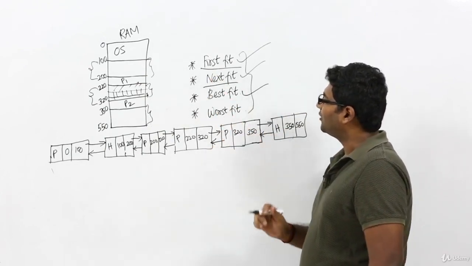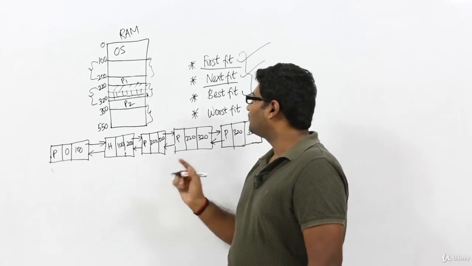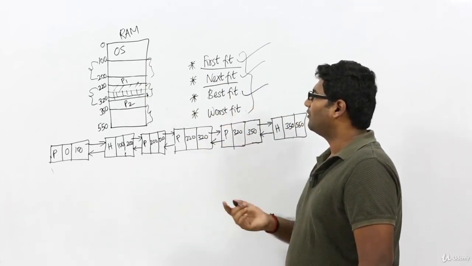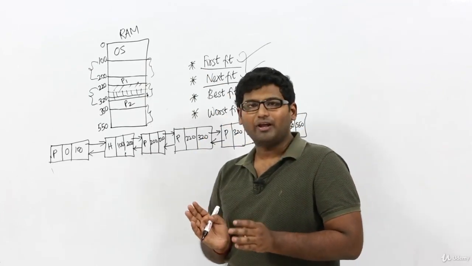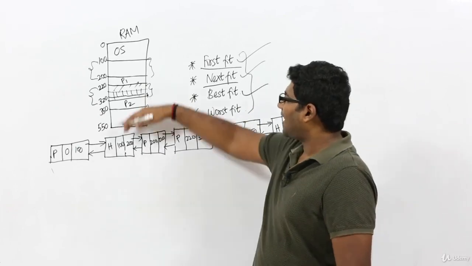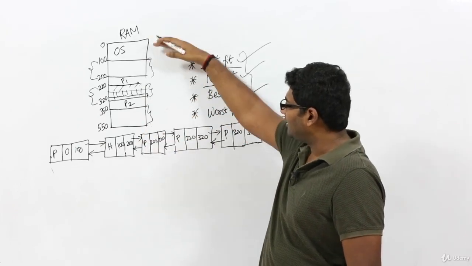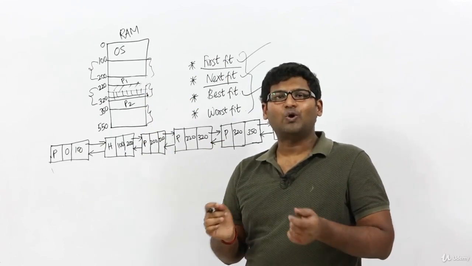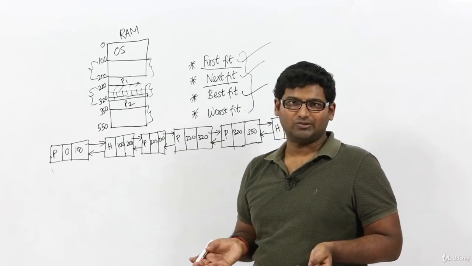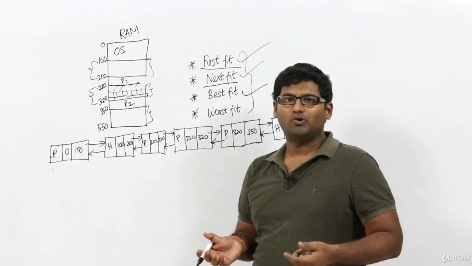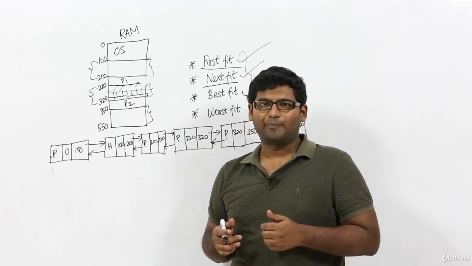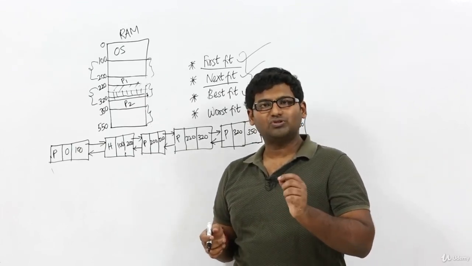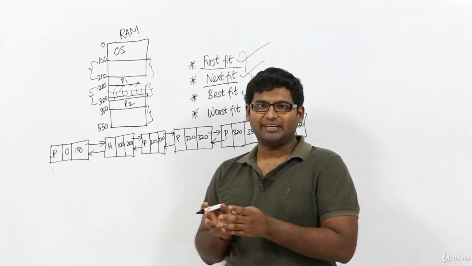Now coming to worst fit, again worst fit has one disadvantage. How the worst fit algorithm works is, we will definitely traverse the entire address space, and then we will find out the largest hole which is big enough to hold our process. There might be more than one hole which is big enough to hold our process, out of which we will choose the hole which is largest in size, okay?